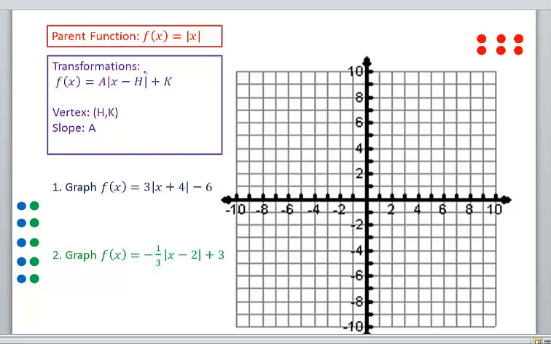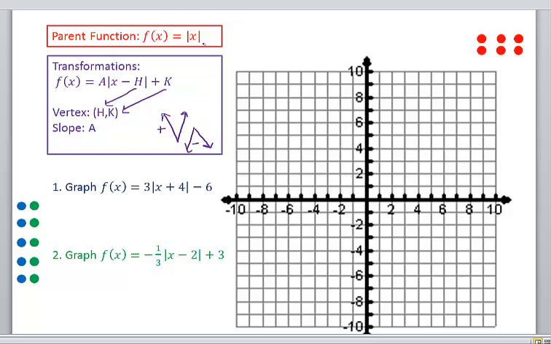And our transformations, we're going to want to identify the value that's being multiplied by the absolute value, the number that's being added or subtracted inside our absolute value, which will be our h, and that will give us the first number in our vertex. And then the value that's being added outside, that will give us our last number. And that multiplier out front, notice that is what our slope is going to be. So each absolute value graph is going to be a perfect V. It's either going to be upright if our A value is positive, or it's going to open downward if our A value is negative.